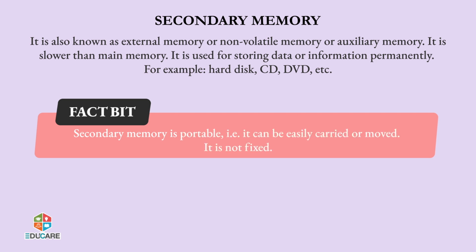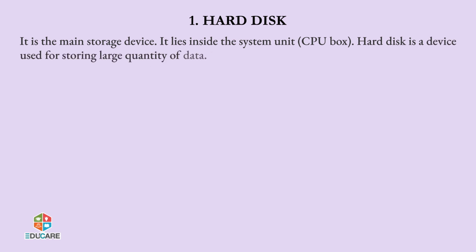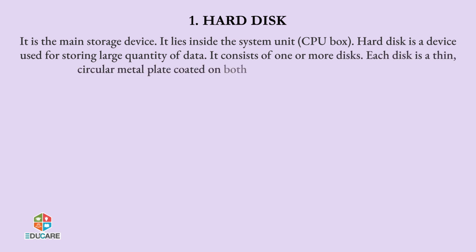It is not fixed. Commonly used secondary memory devices are hard disk. It is the main storage device. It lies inside the system unit CPU box. Hard disk is a device used for storing large quantity of data. It consists of one or more disks. Each disk is a thin, circular metal plate coated on both sides with a magnetic material. It is of two types.